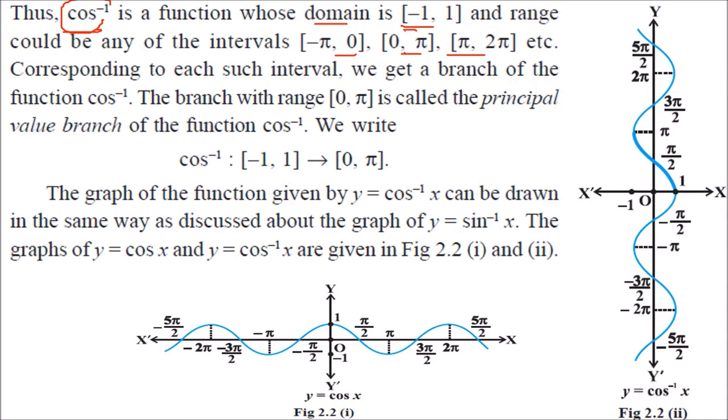So what we'll do here is we'll restrict ourselves to 0 to pi. This is called the principal value branch. So now cos inverse can be defined as: this is the domain. If I do cos inverse x or cos inverse theta, this theta can take values from -1 to 1, and the range, the value it will provide, will be from 0 to pi. 0 and pi are inclusive.